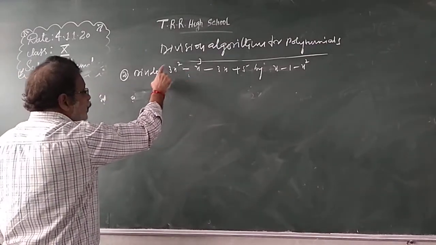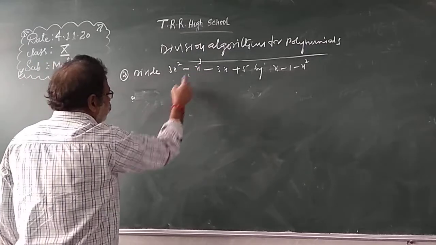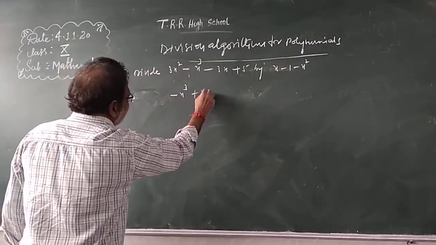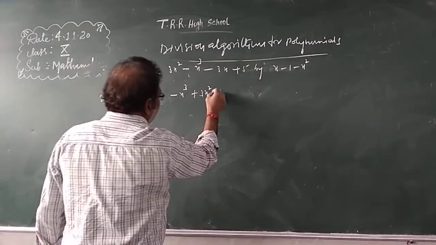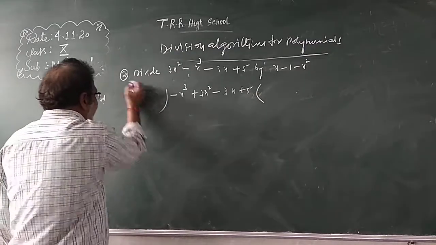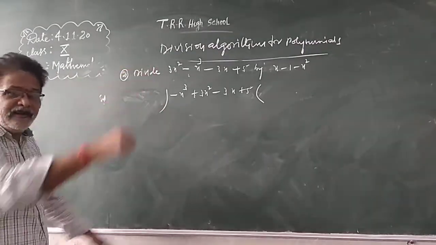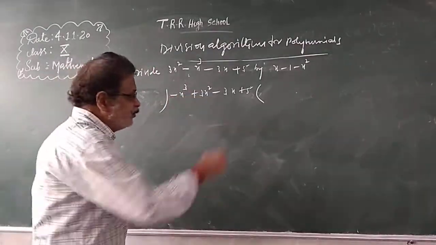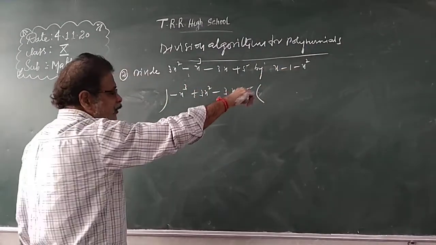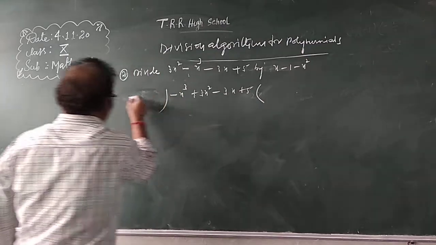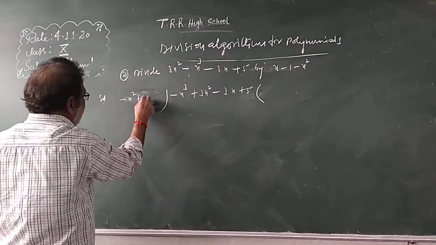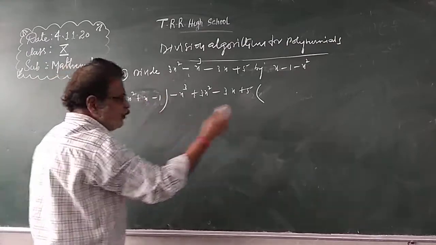What is the highest degree here? Cube. So, minus x cube, next x square plus 3x square, next minus 3x plus 5, divided by the divisor. The terms of the divisor also need to be arranged, as they are not in order. First the highest degree, which is square: minus x square, next plus x, next minus 1.